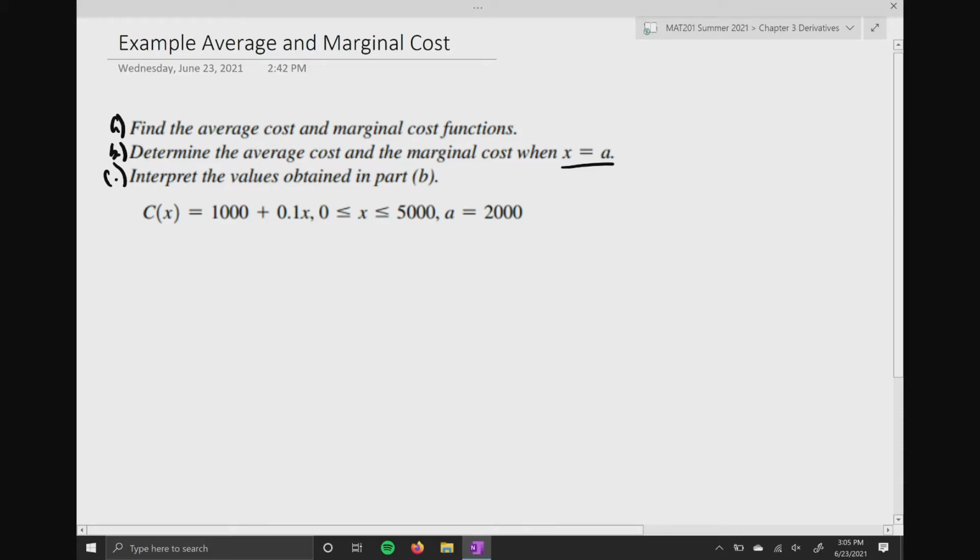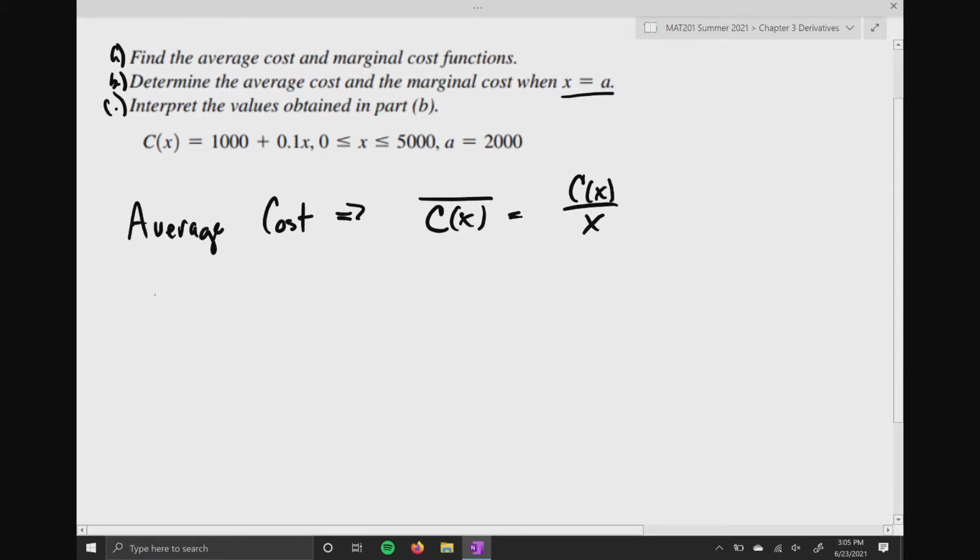So before we can go any further, I need to define what the average cost is. So average cost is going to equal C of x with a bar above it. That's how we define average cost. And that's just going to be the cost itself divided by x. So for part A, to find the average cost, what we're going to do is take our cost function.